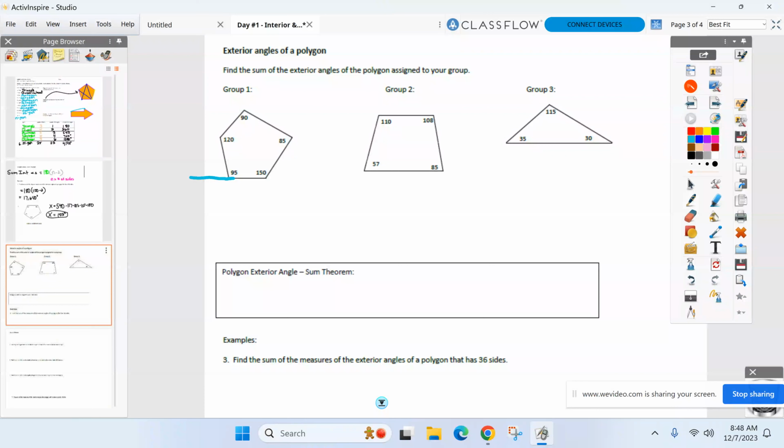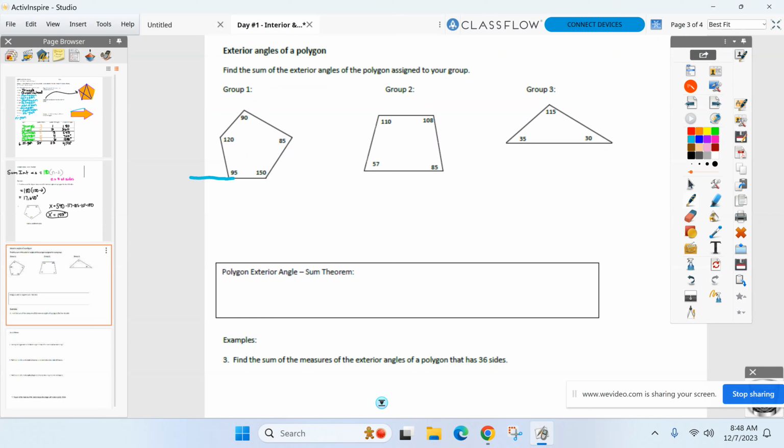You're not going to have to do this for all the figures. You're going to be assigned a figure in your group here in a second. I want you to find every exterior angle. So group 1 here has 1, 2, 3, 4, 5 interiors. They're going to have 5 exteriors. So find all 5, and then I want you to add them all up and tell me what they all add up to. All right. So here we go. Group 1, 2, 3. Please just focus on your figure only.